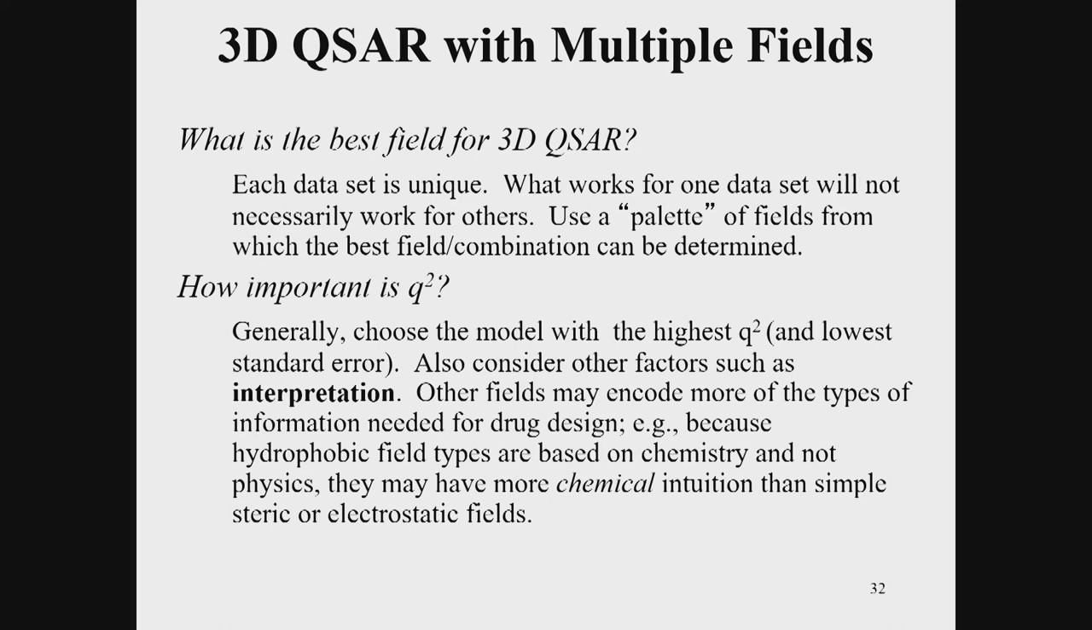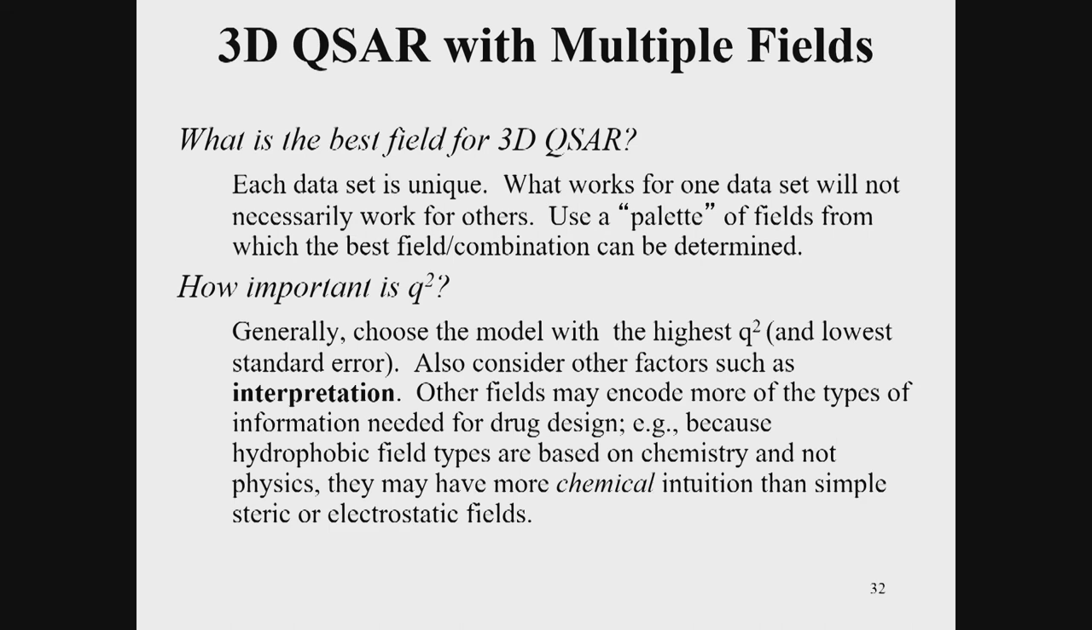So I want to make a couple points here. One is that Q-squared, the statistical measure of the field, is an important factor, but you also need to think about the interpretation. If you're using fields that are difficult to understand, that's not going to help you design new compounds, because the bottom line is that we're doing all this because we want to design new compounds with new and improved activities. For example, the hydrophobic field type is based on chemistry, not on physics. It might have more chemical intuition than just the steric or electrostatic fields. So it's important to consider how interpretable it is in addition to how good the statistics are.